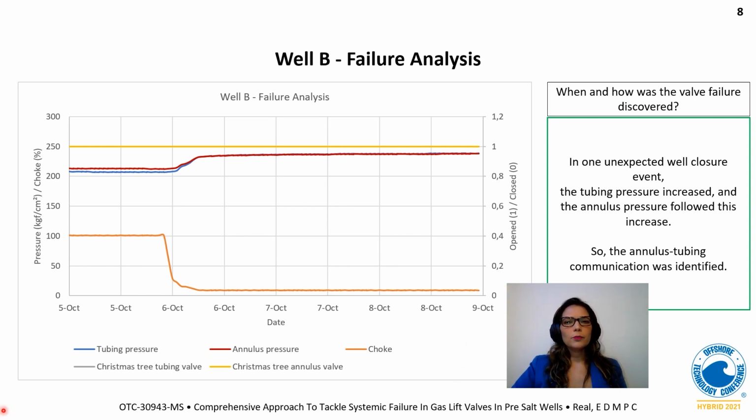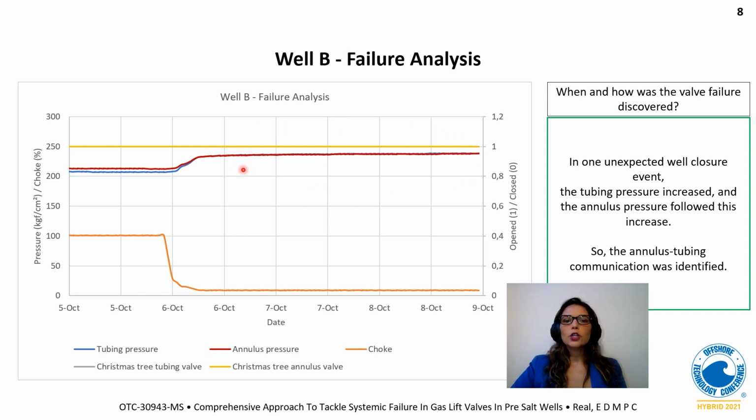The annulus-tubing communication was identified during an expected well closure event. At this moment, the water cut was about 12. The annulus Christmas tree valve was open, and we expected that the tubing pressure would increase and annulus pressure decrease. However, as you can see in this chart, what happened was that after the closure of the choke, the tubing pressure in dark blue increased and the annulus pressure in red followed this increase until there was a pressure equalization.